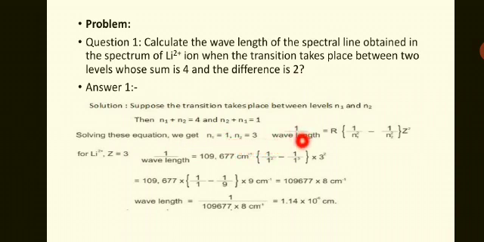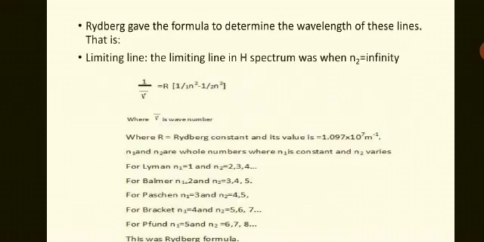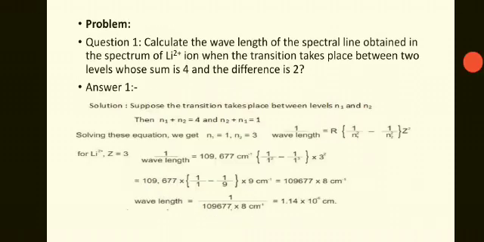So 1 upon wavelength is equal to R into 1 upon n1 square minus 1 upon n2 square into Z square. For lithium ion, the atomic number of lithium is 3, so Z is equal to 3. So 1 upon wavelength is equal to 109,677. This is the value of the Rydberg constant, 1.097 into 10 raised to power 7.